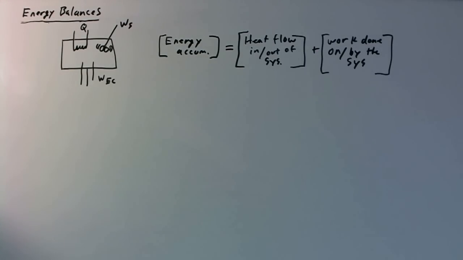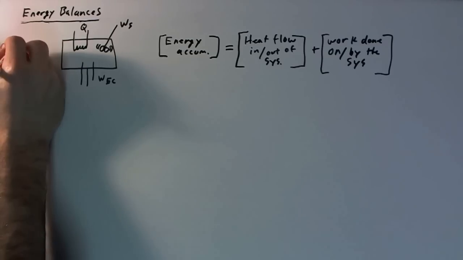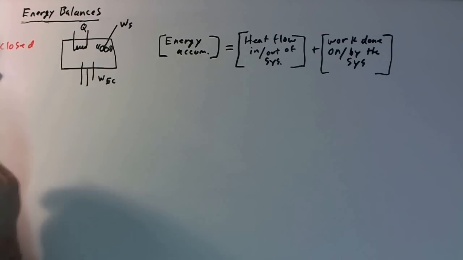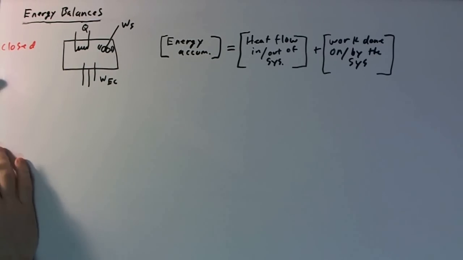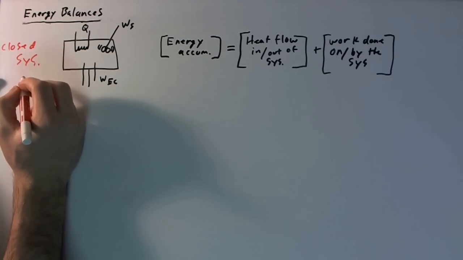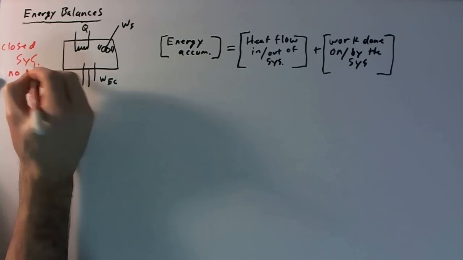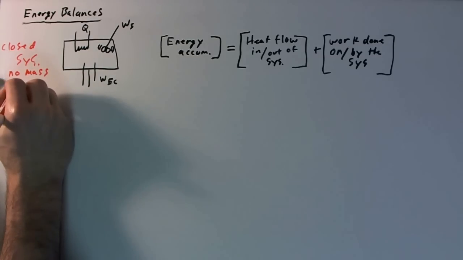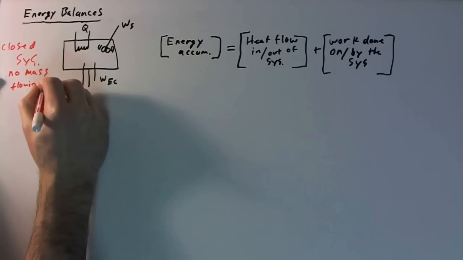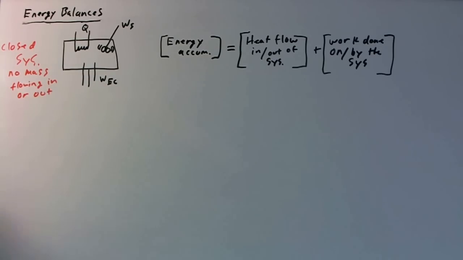And just for the sake of completion, let's define a couple of things. So we said that a closed system, you should see that, yeah, there we go. A closed system means that there's no mass flowing in or out of the system.